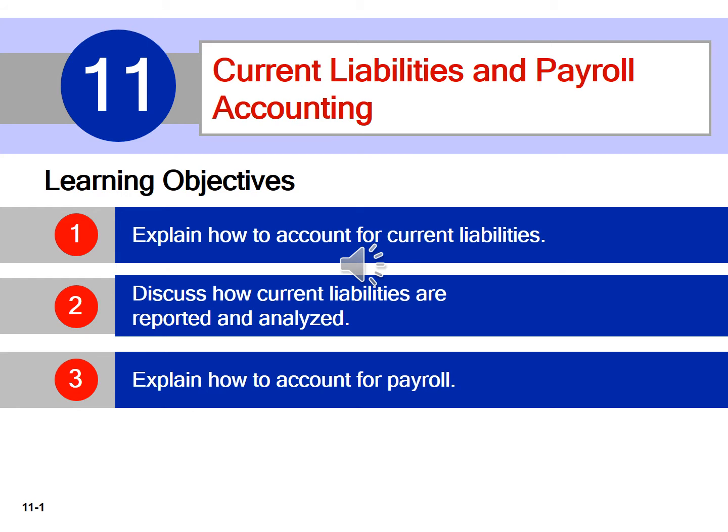Today we are looking into Chapter 11 of your curriculum, which looks into current liabilities and payroll accounting. The learning objectives for today are, first, to explain how to account for current liabilities. Second, we're going to discuss how current liabilities are reported and analyzed. And finally, we're going to look at how to account for payroll.